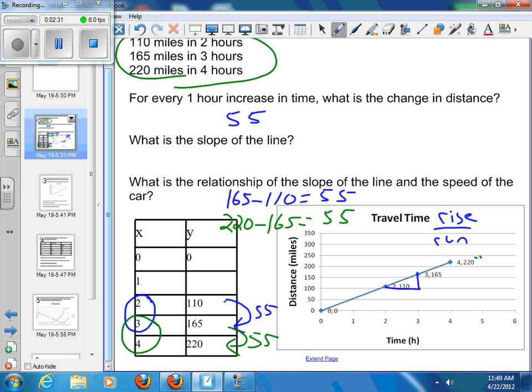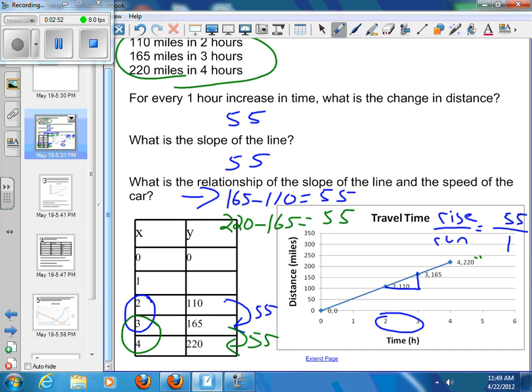And so my rise, I went up from 110 to 165. Oh, wait, that's this number right here, right? 110 to 165. So that was a 55. And my run, well, I went from 2 hours to 3 hours, so that's 1 hour. So the slope of my line would be 55 over 1, or it would be 55.